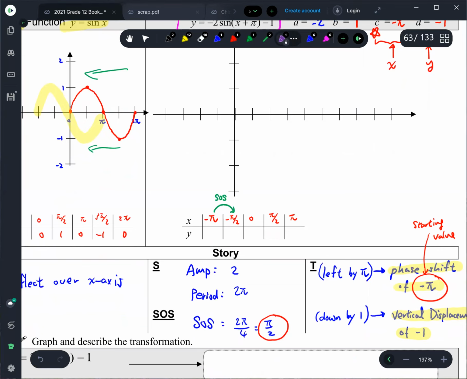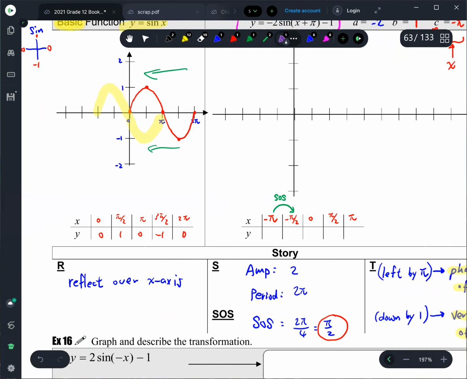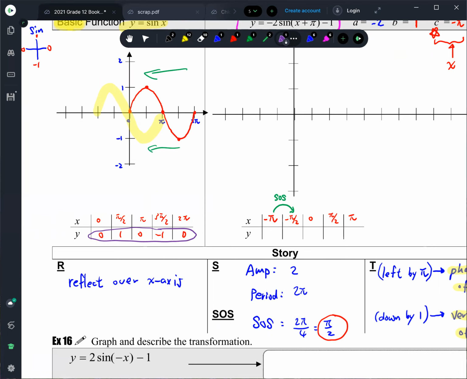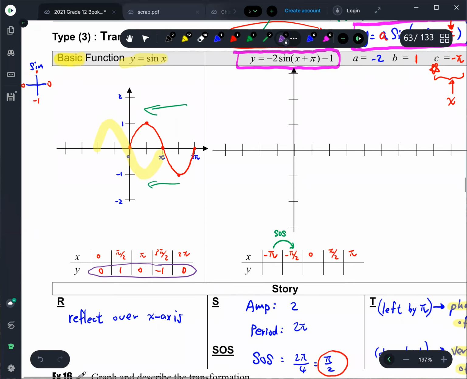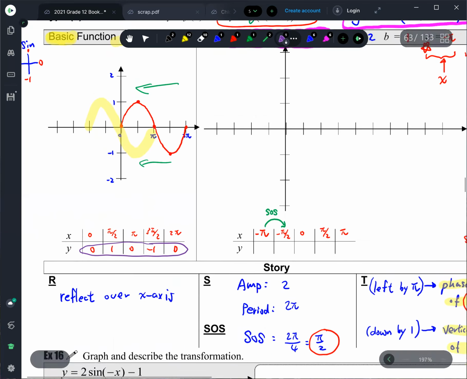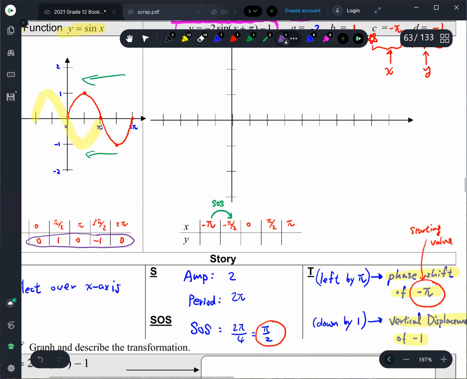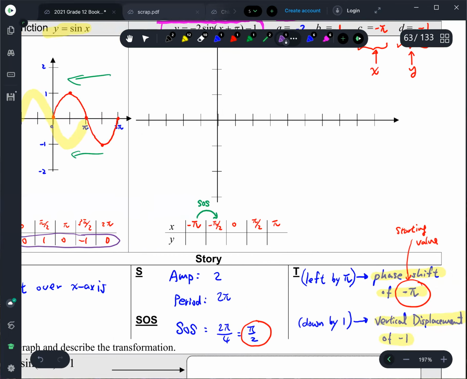Okay, next we're gonna look at the y, right? Remember for the y values, you need to multiply your basic, the basic we already wrote on the left side, multiplied by a. Our a is negative 2, right? But because there's a shifting down, vertical, we don't say shift, right? Vertical displacement of negative 1. So move down by 1.